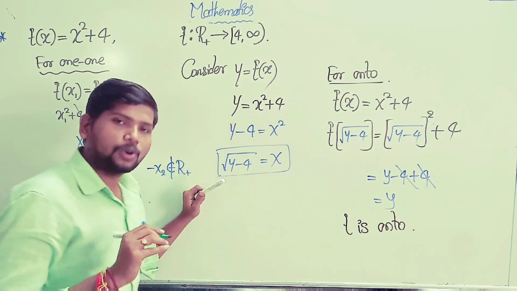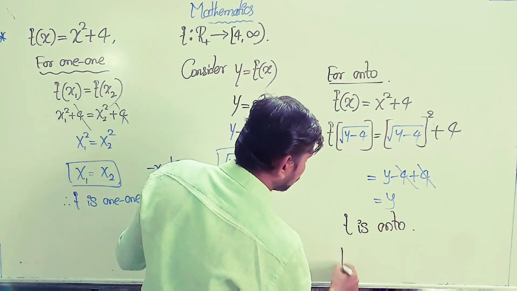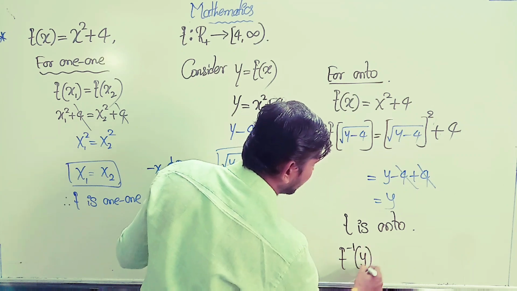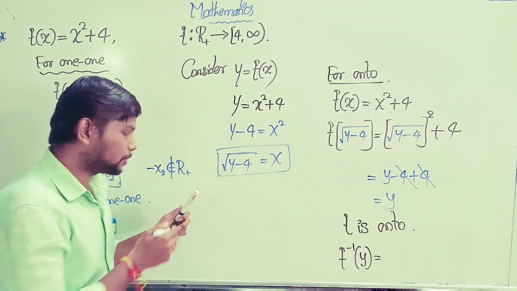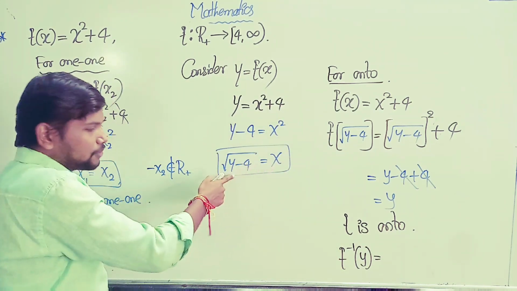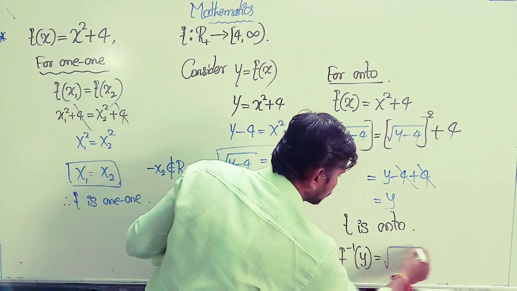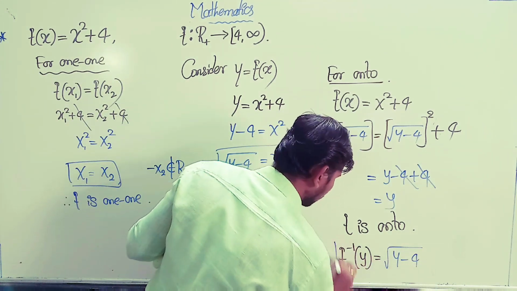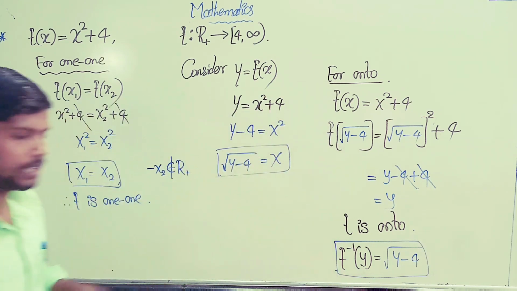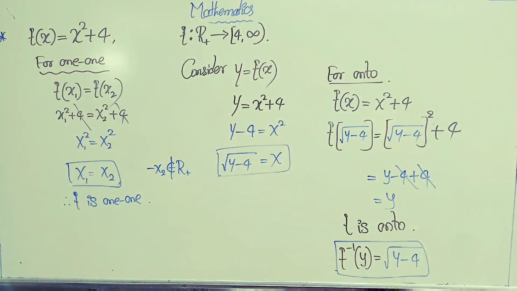F is what? Onto. Therefore, I have to write f inverse of y. What is f inverse of y? I already told you that x itself is f inverse of y. What is the value? Square root of y minus 4. This is f inverse of y. Got the point clearly?